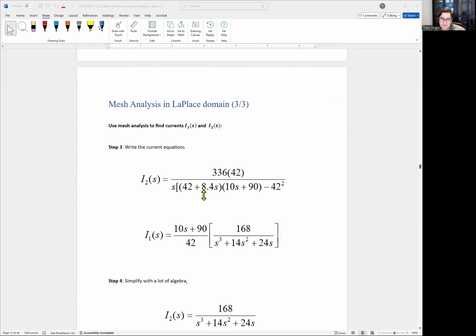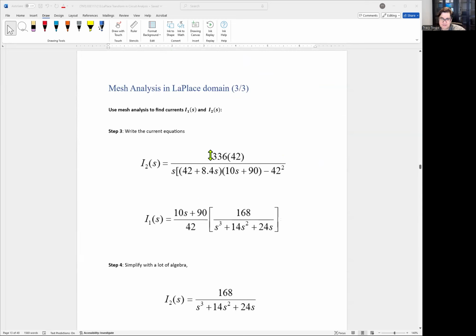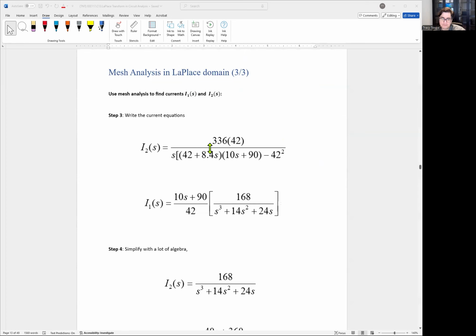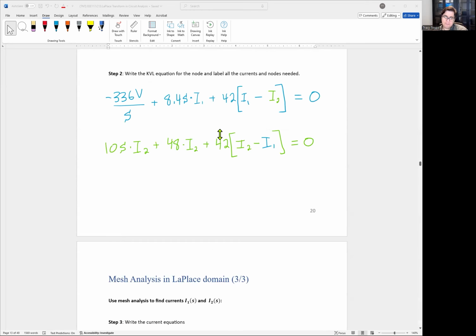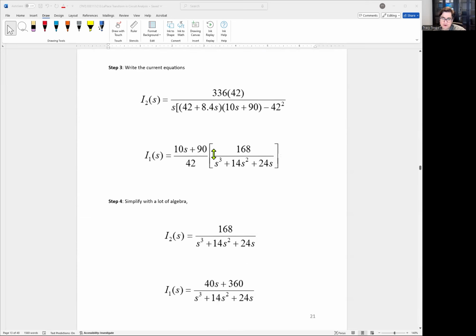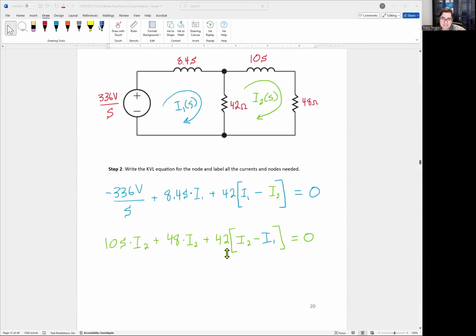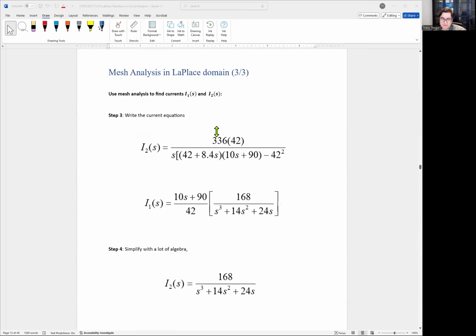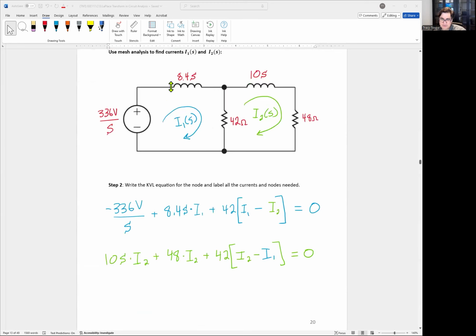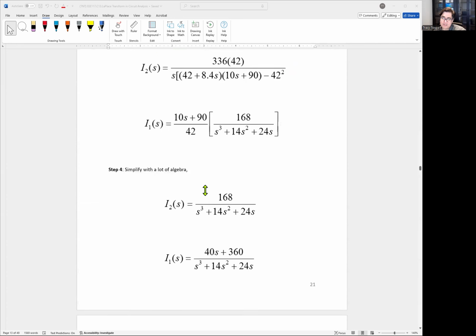We can solve this for I2 if you just crunch it together. It's going to be 336 times basically all this. I'm not going to say it. You guys can see it. Okay. So this is I2 and I1 from these two equations once you crunch them together. And we could just do some algebra to rearrange it, get rid of some parentheses. We're going to get I2 equals 168 divided by S cubed plus 14S squared plus 24S. I1 is going to be 40S plus 360 divided by S cubed plus 14S squared plus 24S. Notice that this is the exact same answer from node analysis, which I hope it is. It's the same circuit. We're just using mesh or node analysis. No matter which one you use, it should be the same answer at the end of the day. So this is again just another way to show you how to use mesh analysis through the Laplace domain. And again, trying to use mesh analysis with differential equations is a nightmare. This is still easier. I'd rather do algebra all day than any amount of differential equations.